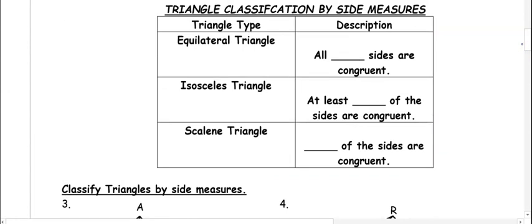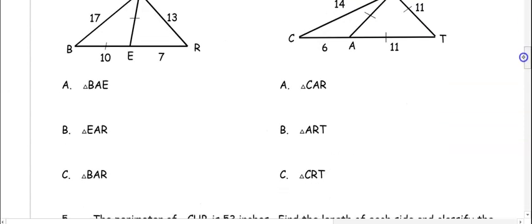So we have an equilateral triangle, which means all three sides of the triangle are congruent. We have an isosceles triangle, where at least two of the sides are congruent. And then we have a scalene triangle where none of the sides are congruent.